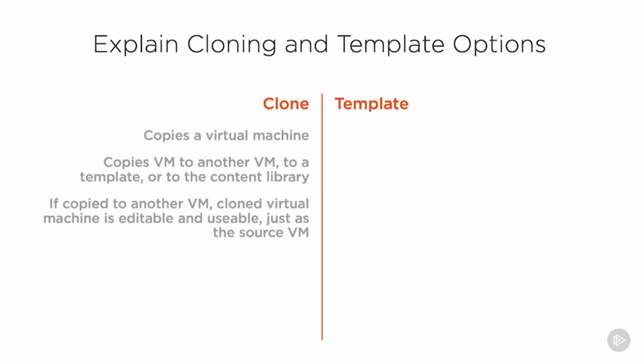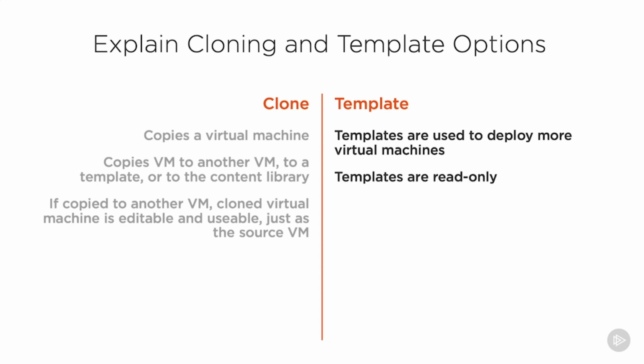However, with a template, on the other hand, templates are used to deploy more virtual machines. So you can think of a template as kind of your golden goose or golden image that's going to be used to base all future virtual machines on, or at least some virtual machines of a certain type. Unlike clones, templates are read-only, so you can't modify a template other than to upgrade the VMware tools or the virtual machine hardware.